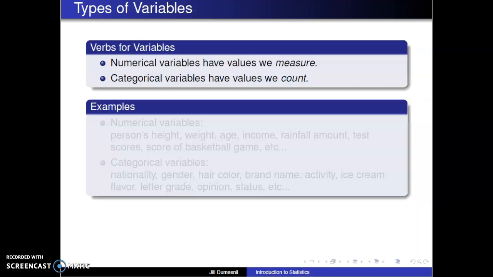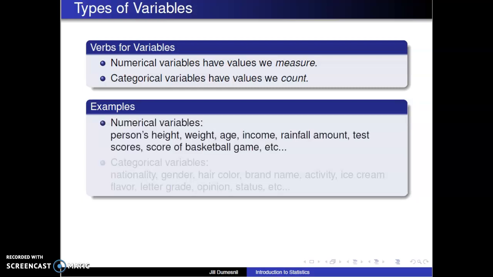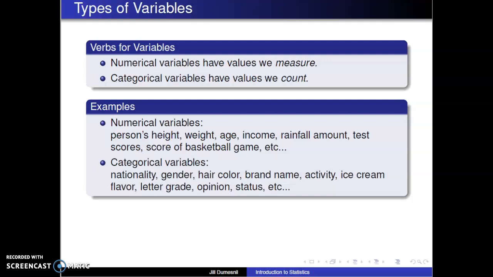I've already mentioned a variety of examples. Some numerical variables are a person's height, weight, age, income, rainfall amount, test scores, scores of basketball games, etc. Some categorical variables are nationality, gender, hair color, brand name, activity, ice cream flavor, letter grade, opinion, status, etc.